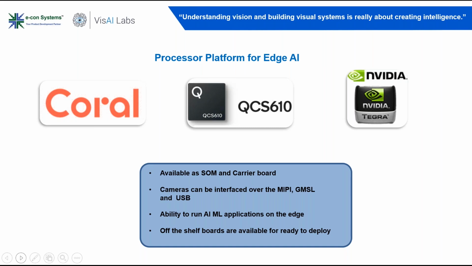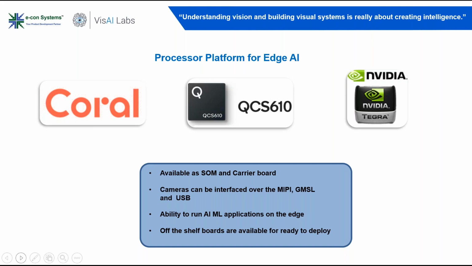The NVIDIA is the next one. NVIDIA has a wide range of processors, right from Nano all the way up to AGX Xavier. Nano is the most cost-effective, low-end edge AI processor, and AGX is a high-end edge AI processor.